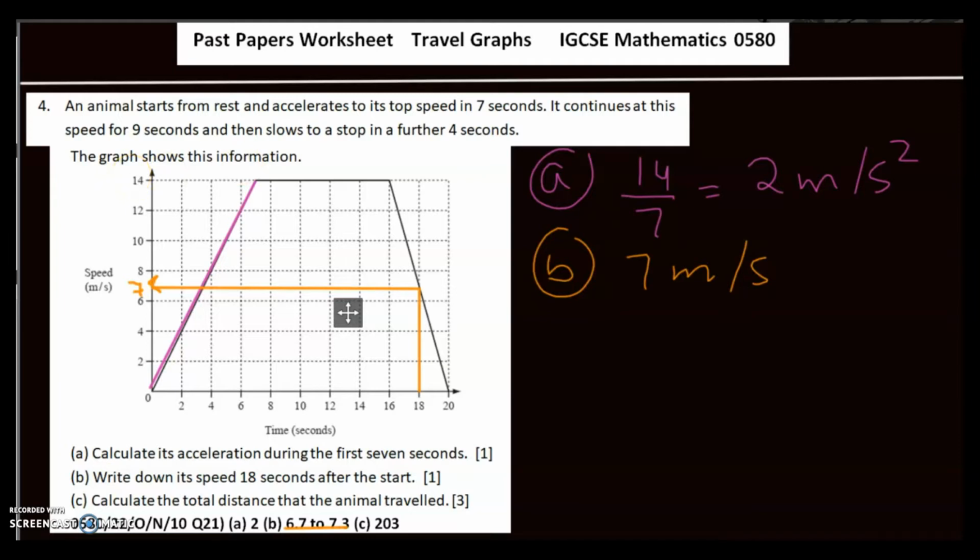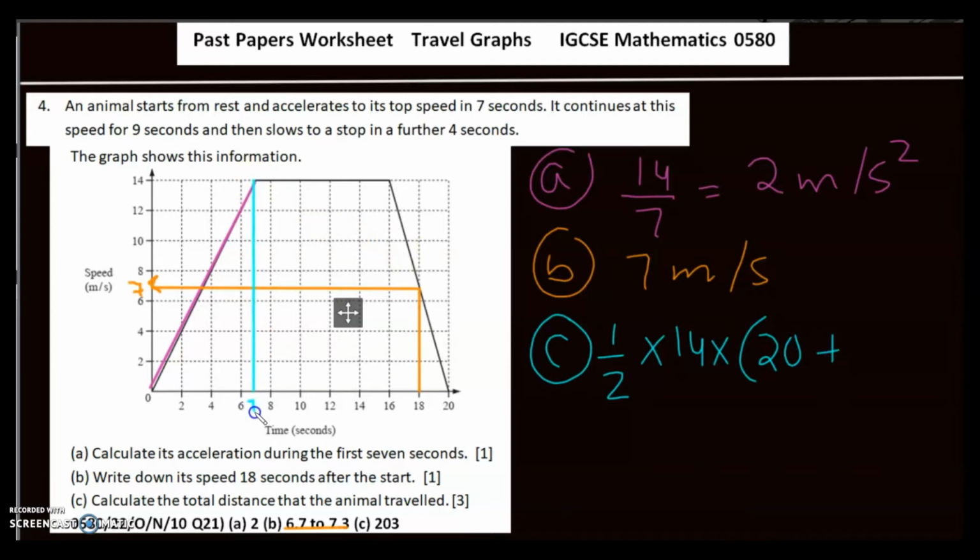So that's simply the area under the graph, which is the shape of a trapezium. So half times height, which is 14, times the sum of parallel sides. The lower side is 20. The upper side is from 7, this is 7 till 16.